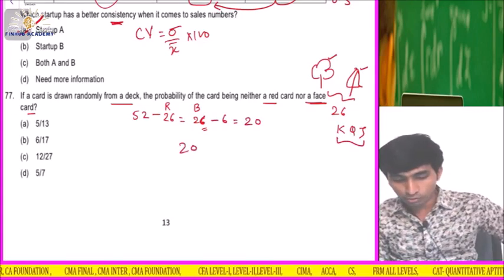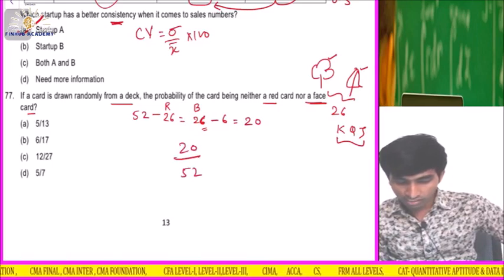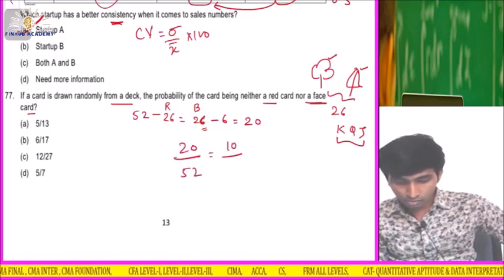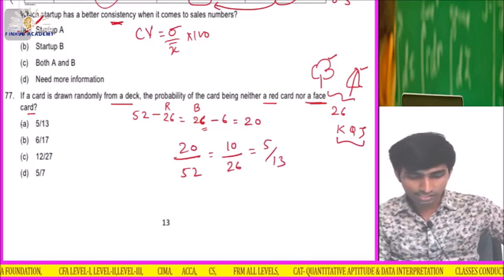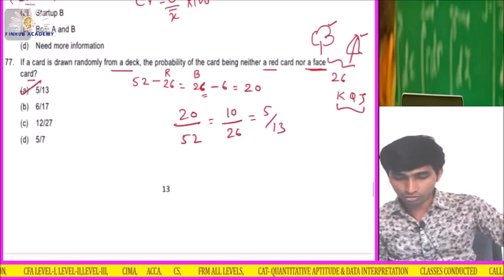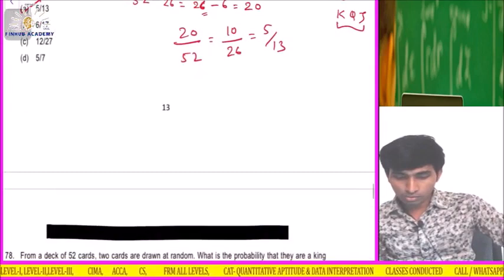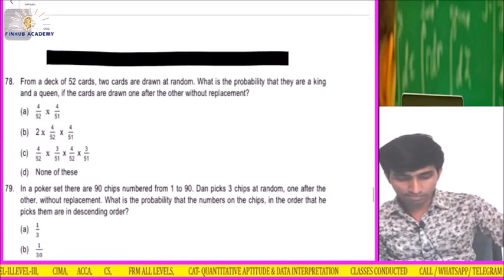So 20 out of total cards, how much? 52. So the answer is what? 2 tens are 2, 26 are 2 fives are 13s are. Answer is A, 5 by 13. Understood? 2 tens are 2, 26 are 2 fives are 13s are. Okay, easy.